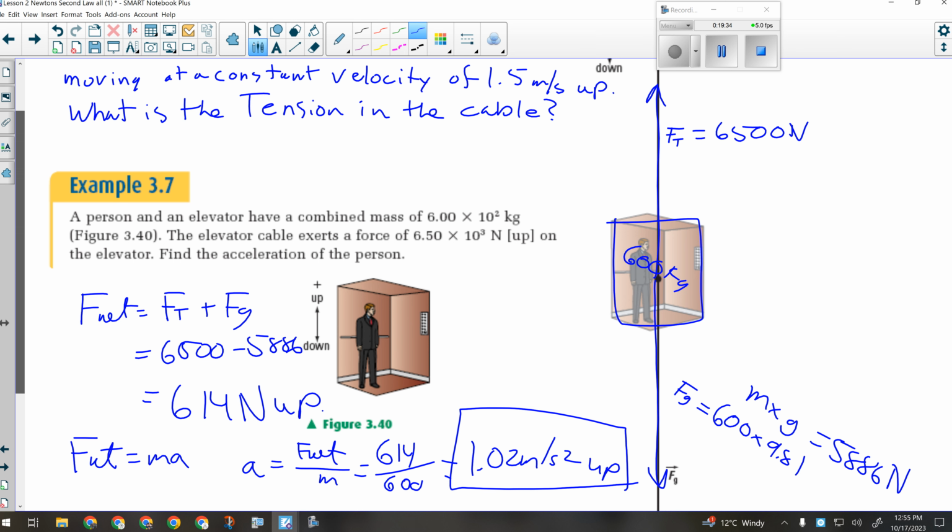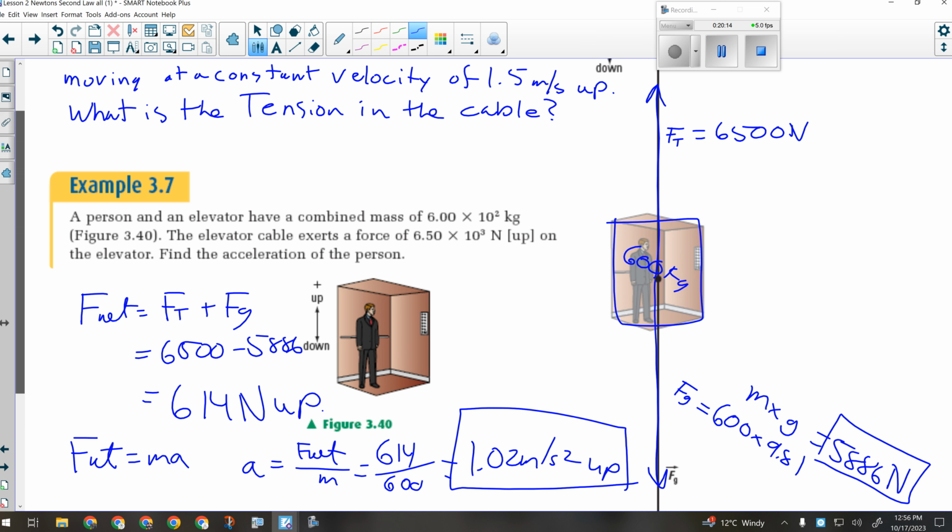The answer is already on the board. The number that is the correct answer is already there. Is it 5,886? It is 5,886 newtons. Why, in this situation, is the tension in the cable the same as its opposing force of gravity? Those two forces are equal.